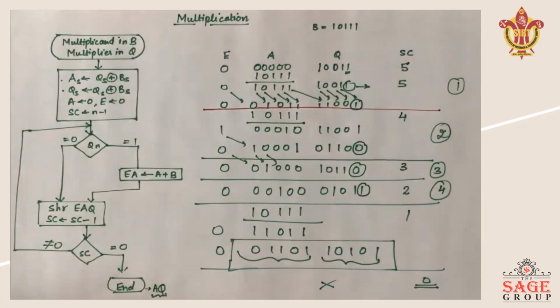So this was the process which we follow to generate the multiplication of two signed magnitude binary numbers. In the next lecture, we will learn about 2's complement representation of binary numbers and their multiplication method.